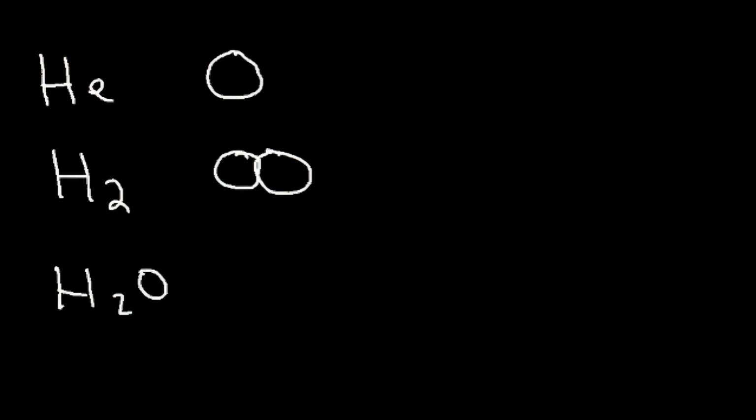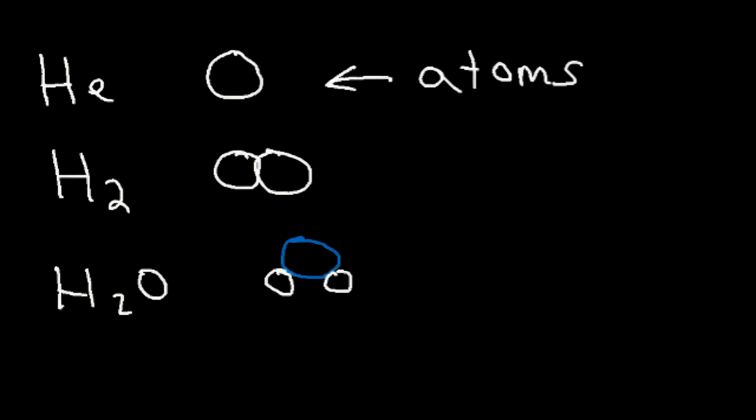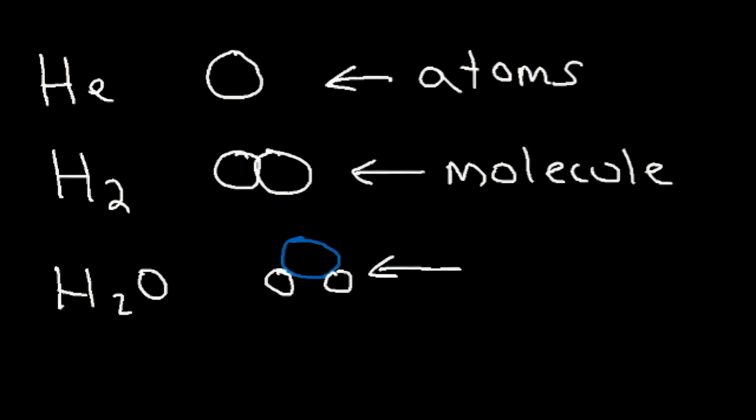Water, for example, is a molecule and a compound at the same time. So water contains an atom of oxygen and two atoms of hydrogen. So it looks like that. So helium is composed of atoms. Hydrogen is made up of molecules. A molecule is composed of two or more atoms. It could be the same type of atom or different atoms. Water is also classified as a molecule because it contains more than two atoms. But also, water is known as a compound.